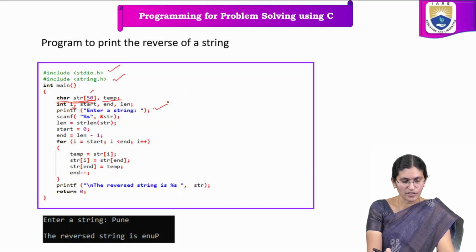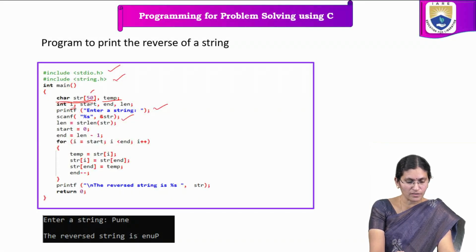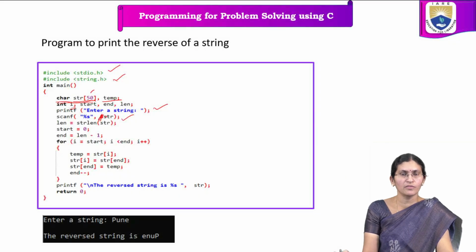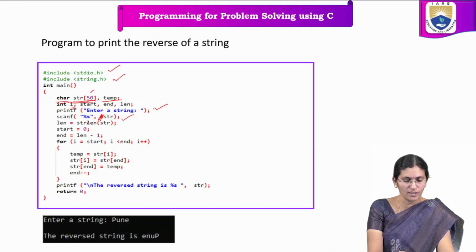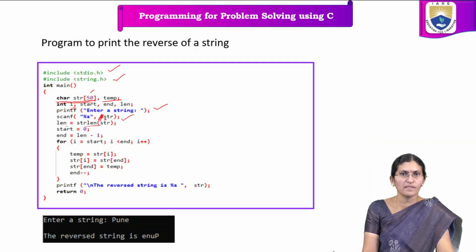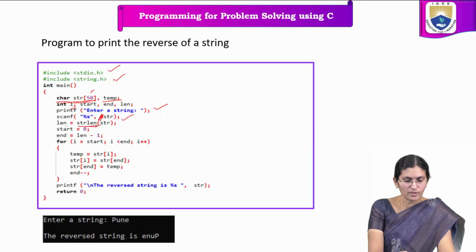Next is the printf statement, then the scanf statement. So no need to use this ampersand symbol. So directly you can write here percentage s as the format specifier and then the name of the string. So len is an integer variable, and the return type of strlen is an integer. So therefore the value of this is stored in the corresponding integer variable. So len will store the length of the string str. So start is assigned a value 0 and end is assigned a value length minus 1.